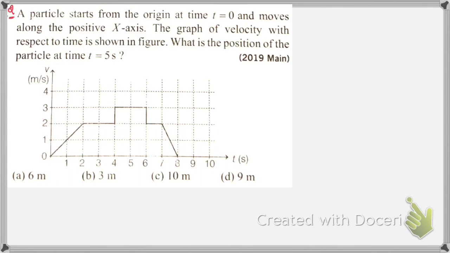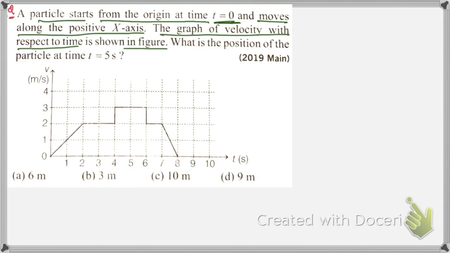Now you see, this is the next question. A particle starts from the origin at time t equal to 0 and moves along the positive x-axis. The graph of the velocity with respect to time is shown in the figure. This is the velocity and time graph given in the figure, and we need to find the position when the time is 5 seconds, right?